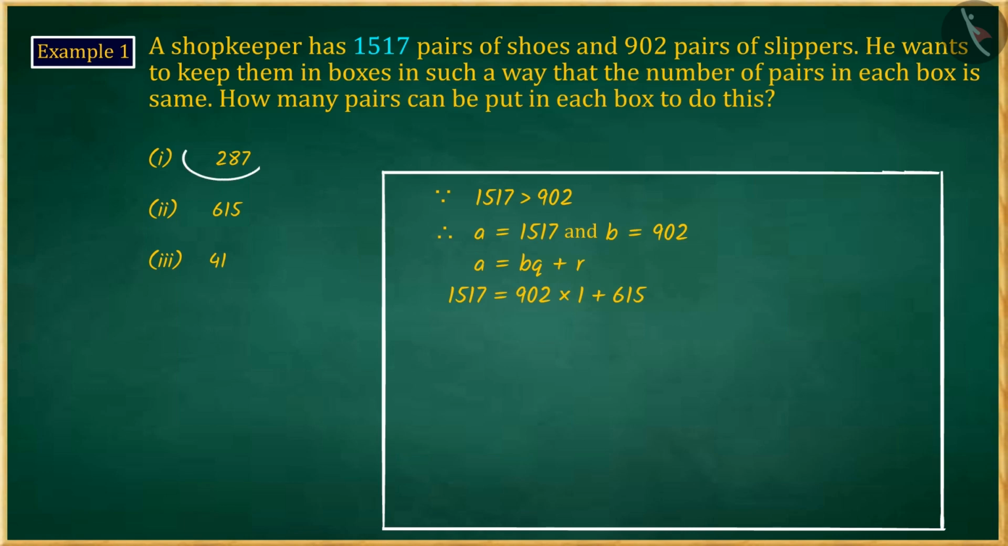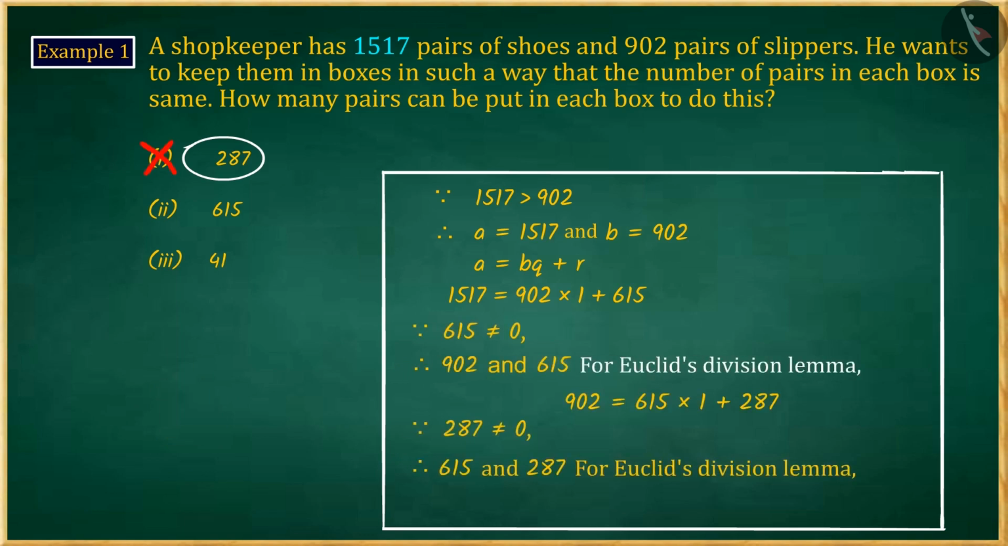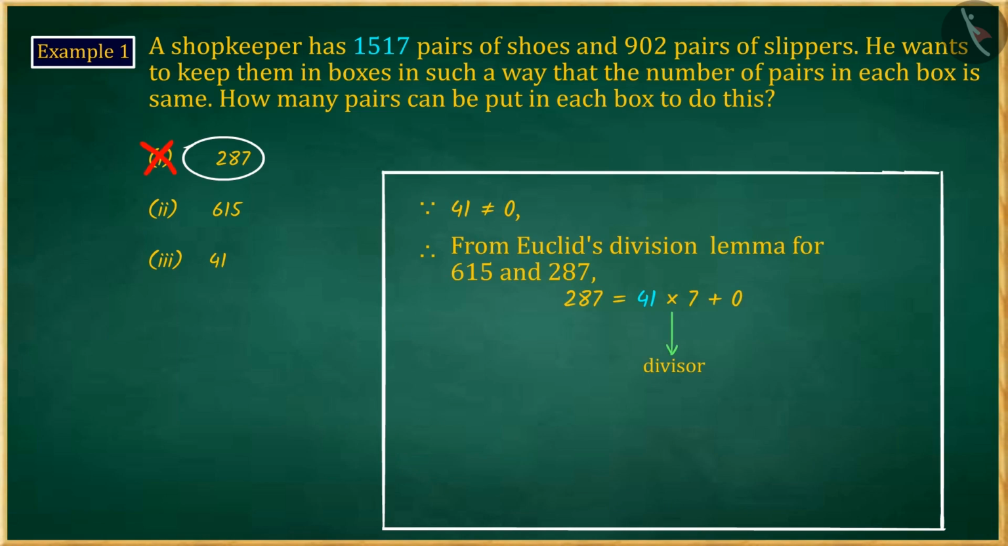If you have selected option 1, then it's a good try, but it's a wrong answer. While using Euclid's division lemma, you hastily selected the dividend in place of the divisor, because of which your answer is wrong. Here, to find the HCF, we used Euclid's division algorithm, which is based on Euclid's division lemma.